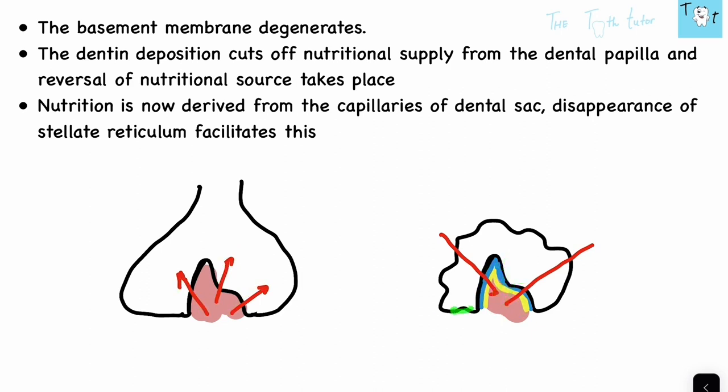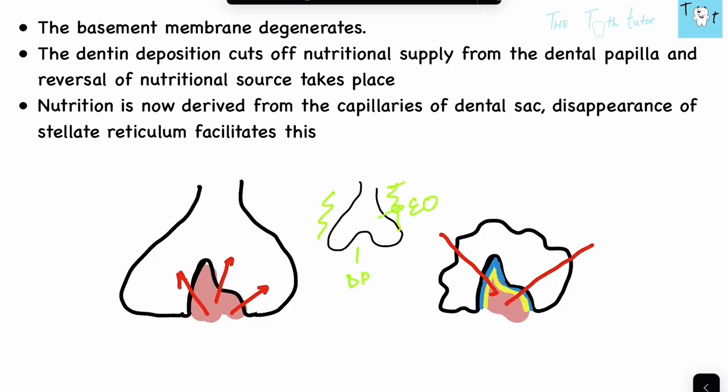So what will happen is the enamel organ will collapse. Okay, the stellate reticulum that was present in between, it will collapse so that this can derive nutrition from the capillaries of the dental sac. So if you remember the structure of the enamel organ we had, right? So this was the thing. We had the tooth germ. We had three major parts. First was the dental papilla, then we had the enamel organ, and this area outside this was called the dental sac. Okay, the dental sac.